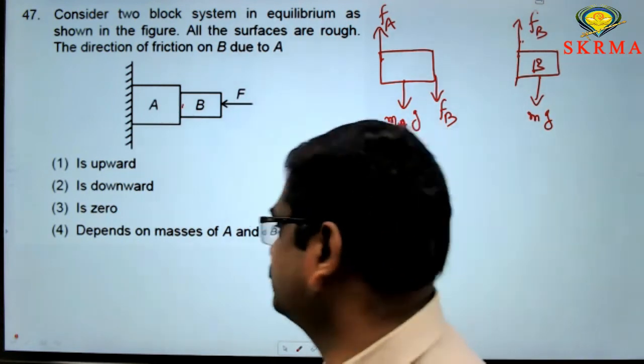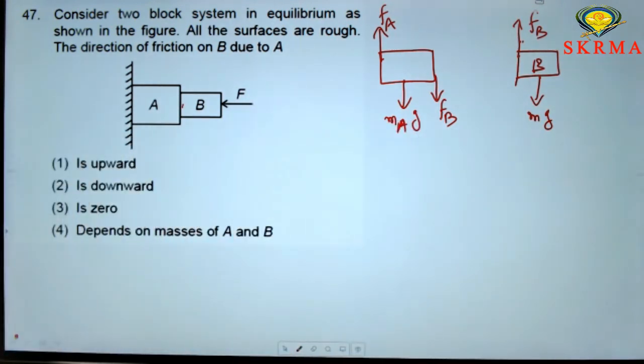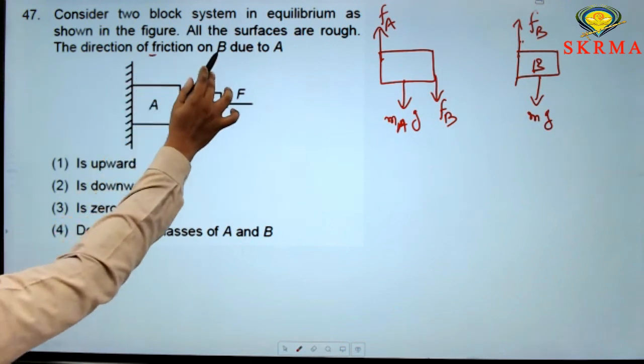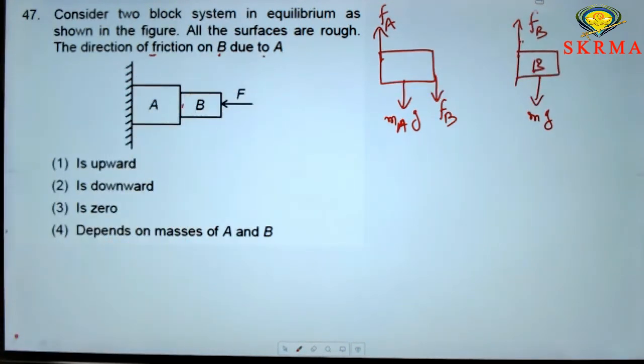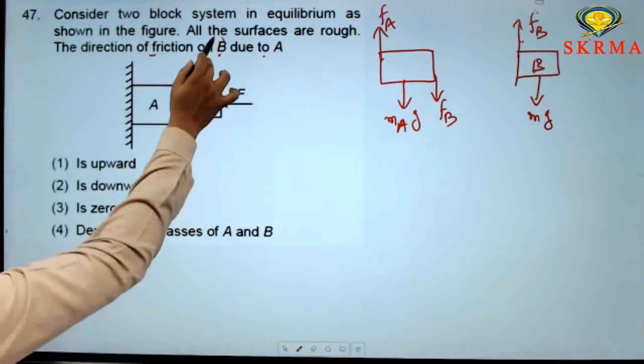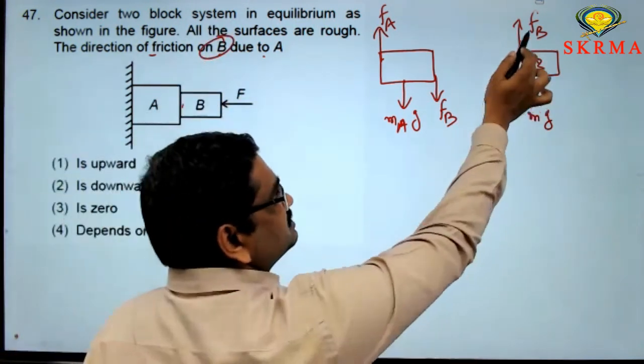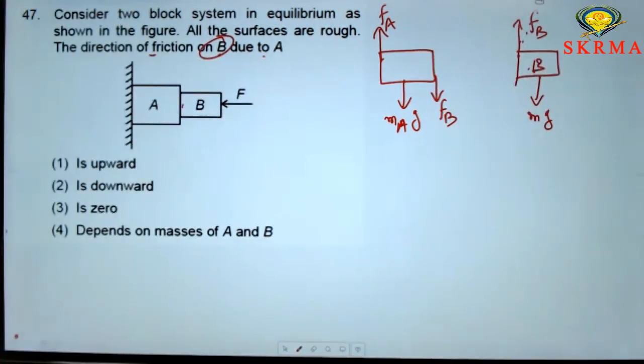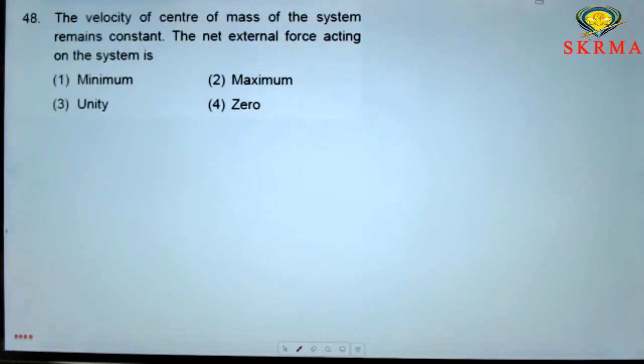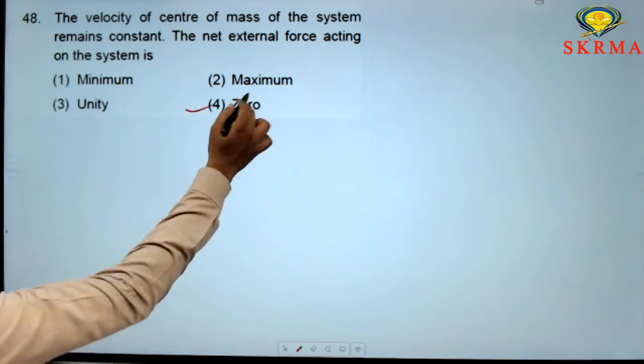Now go through the options. Which one do we need to select? The direction of friction on B due to A. On B, what is the direction of the frictional force? Upward. First option. Next one: the velocity of the center of mass of the system remains constant if the external force acting on it is 0. If external force is 0, then the velocity of the center of mass is constant. So fourth option.